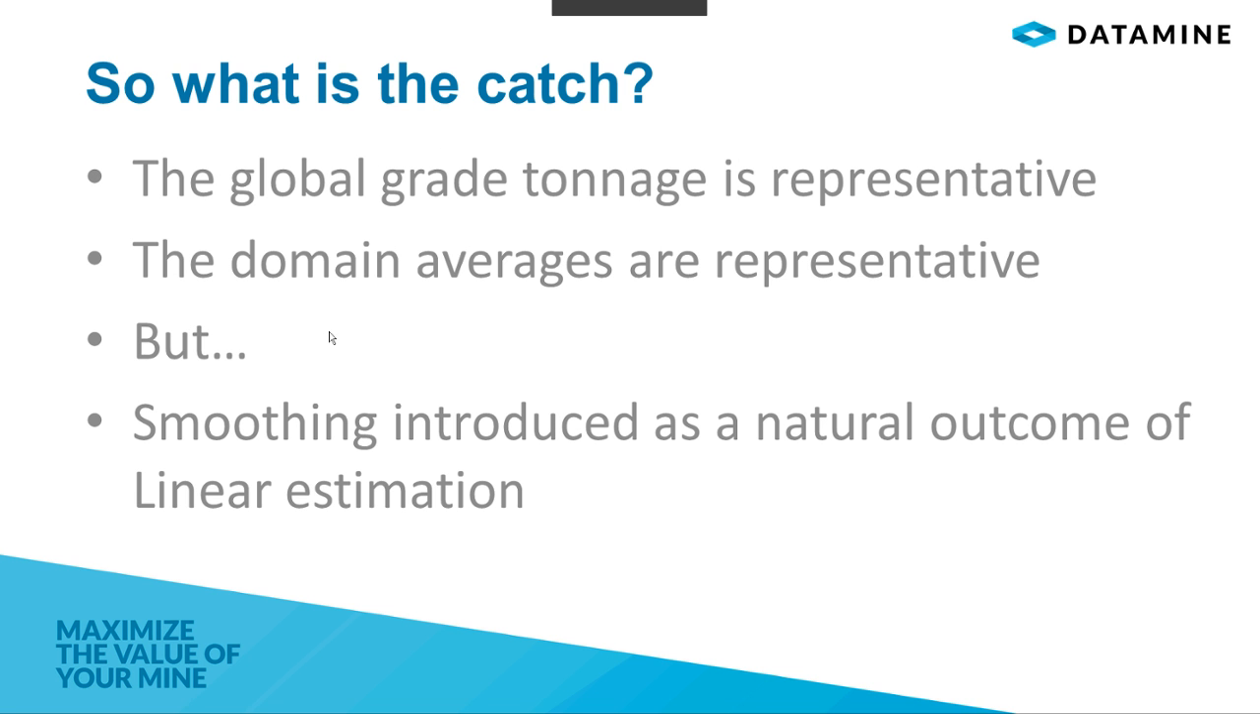So what's the catch? What's the problem with that approach? The global grade tonnage that we produce from that is representative of the entire model, and the domain averages are certainly representative of the domain. But smoothing is introduced, and this is a natural outcome of linear estimation.